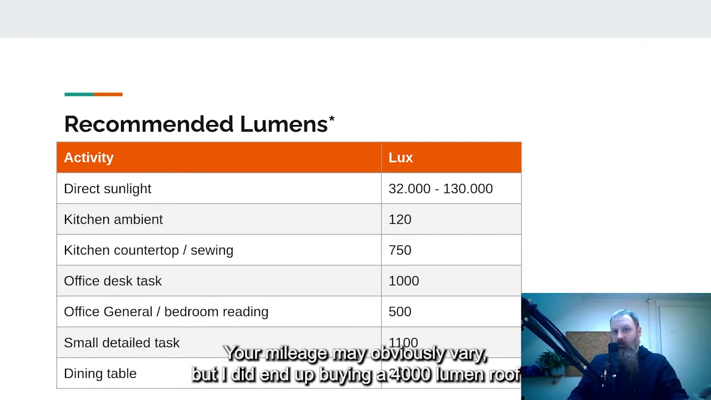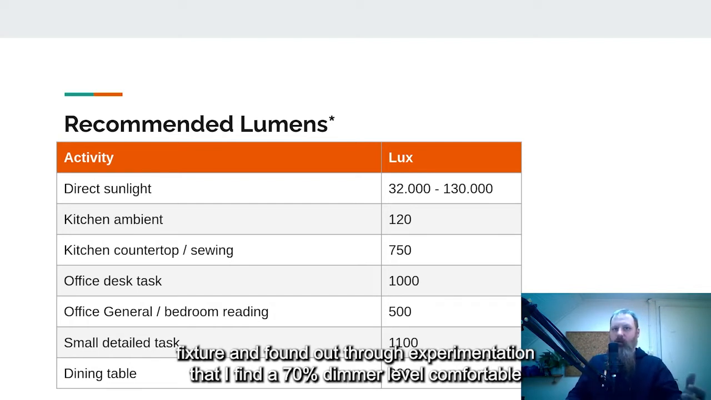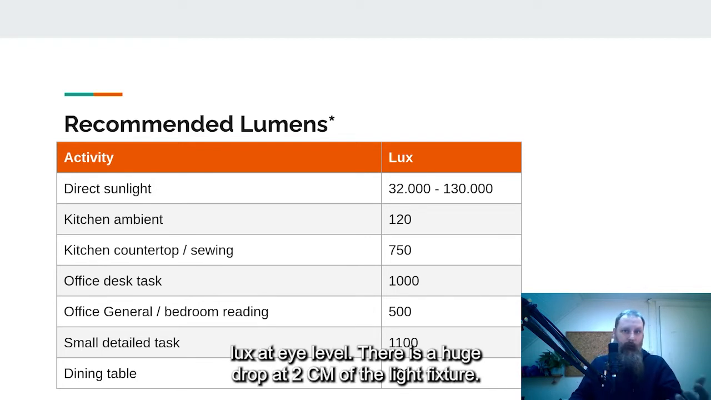Your mileage may obviously vary, but I did end up buying a 4000 lumen roof fixture and found out through experimentation that I find a 70% dimmer level comfortable to work with during the day, as this will provide me with around 500 lux at eye level.